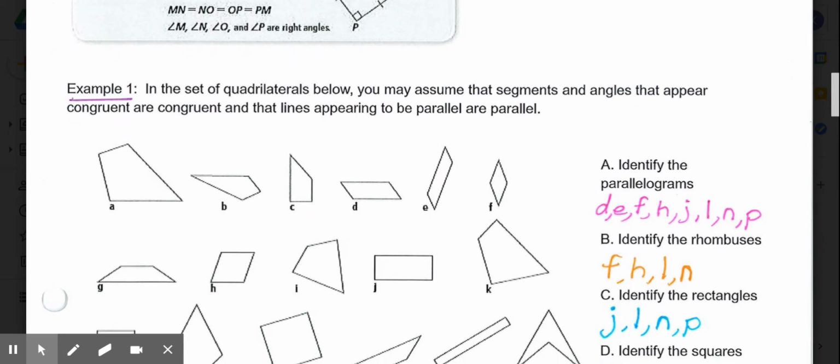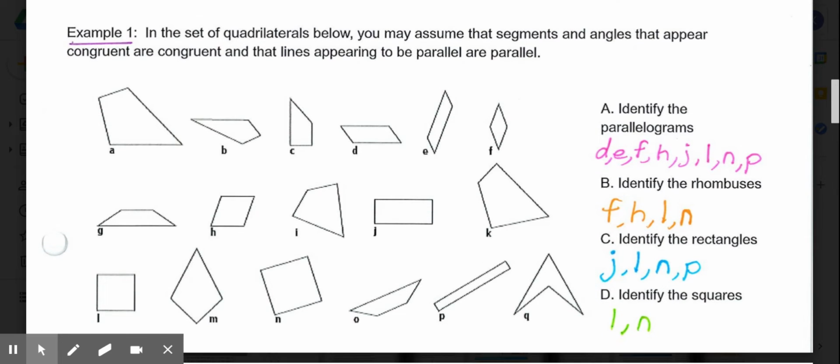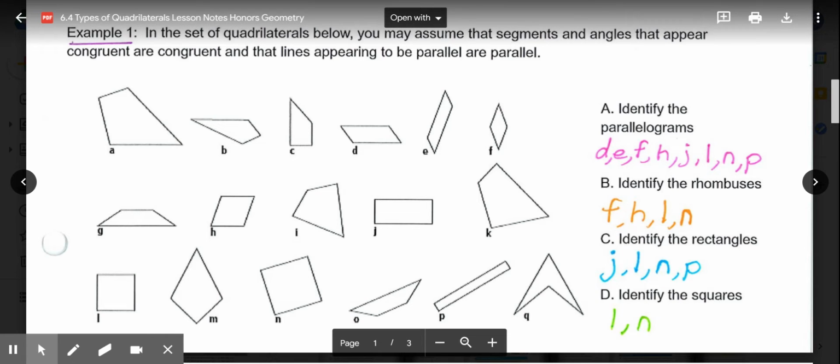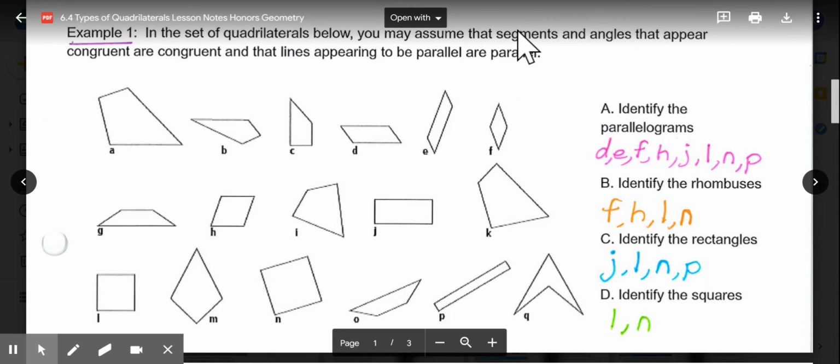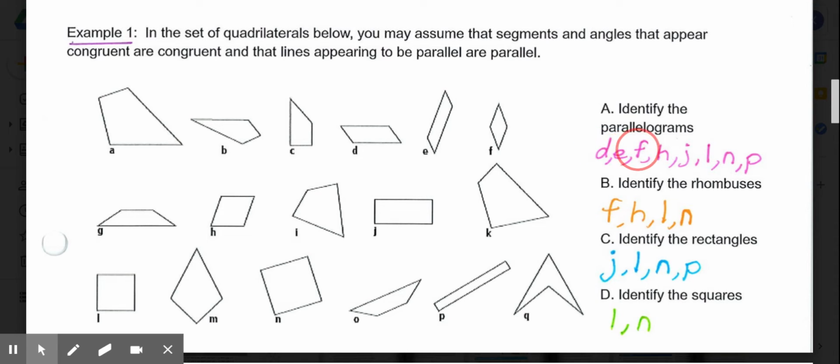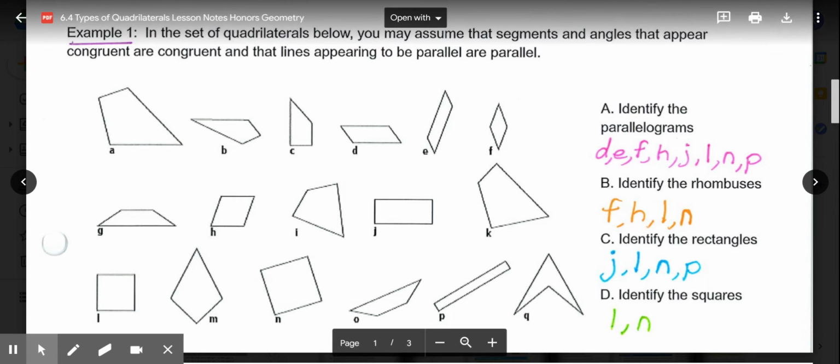So if we're looking at example 1 here, we're looking at all these different lettered quadrilaterals, and it's saying in the set below, you may assume that the segments and angles that appear congruent are congruent, and that lines appearing parallel are parallel. So they didn't do the markings or labels. So identify the parallelograms. We have quite a few. We have D, E, F, H, J, L, N, P. And in that case, our parallelograms were any of the shapes where opposite sides are parallel.